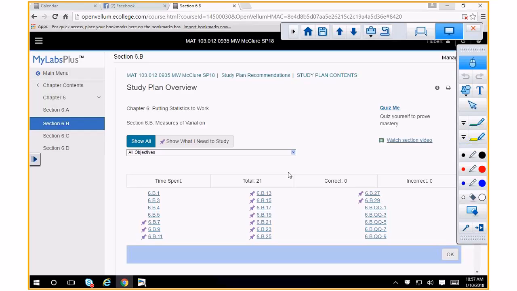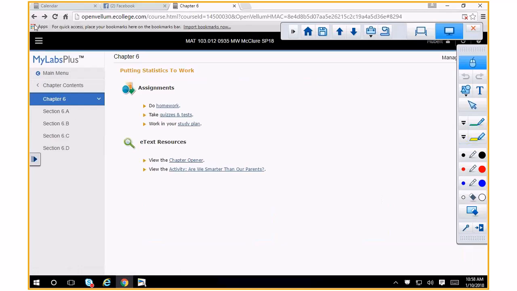Just remember, there's content on there that I don't cover. So if you see one that you don't have any idea about and it's not on the homework, don't do it. Okay? The other thing, how do you print out the book? Chapter contents. And right here. No. Where is it? Oh, you got to choose a section.